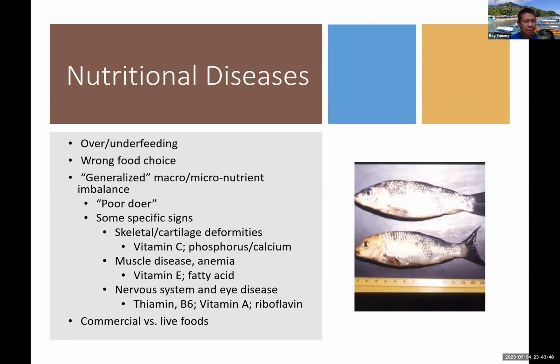For example, if there's problems with vitamin C, phosphorus, or calcium, we can see skeletal or cartilage deformities. Vitamin E problems can lead to muscle disease or anemia, as can fatty acid problems. With thiamine, B6, vitamin A, and riboflavin, we can have nervous system or eye-type diseases. So there are going to be maybe some more specific signs, but again, there are a lot of things that can be related to problems with nutrition.